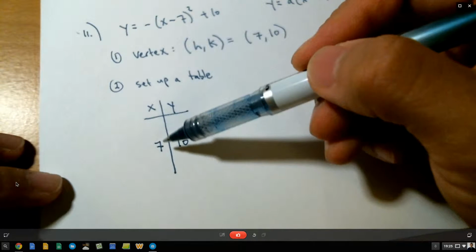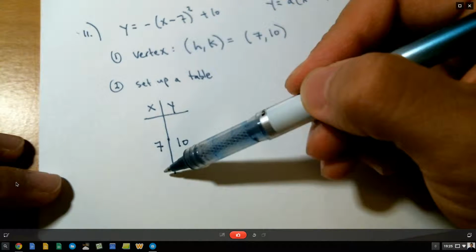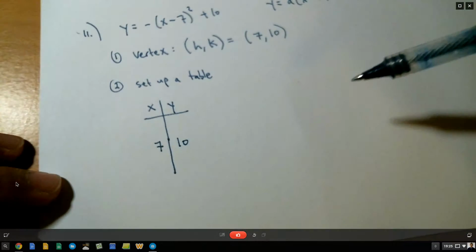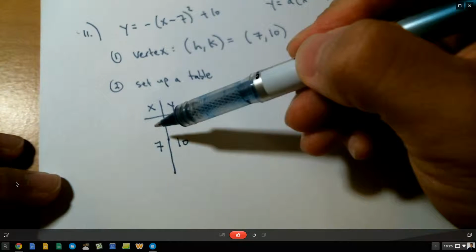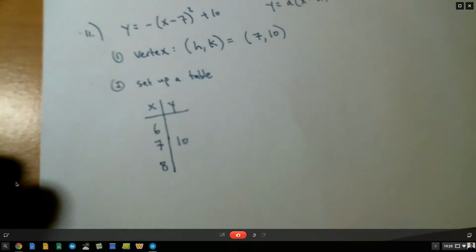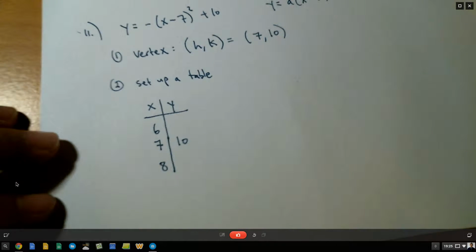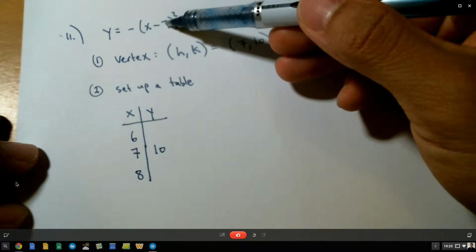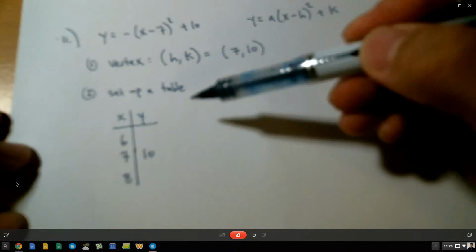Now we just have to pick a number smaller than 7 and larger than 7 to get our 3 points to graph the parabola. So at 7, let's pick 6 and 8. So then let's plug the points in and figure out what our y value is.